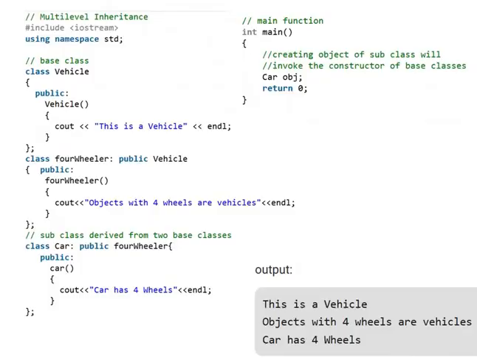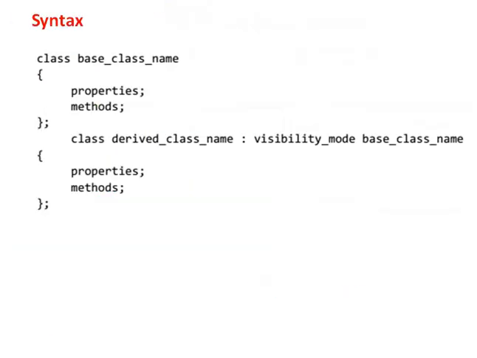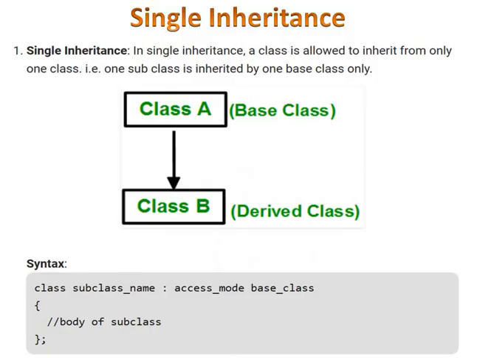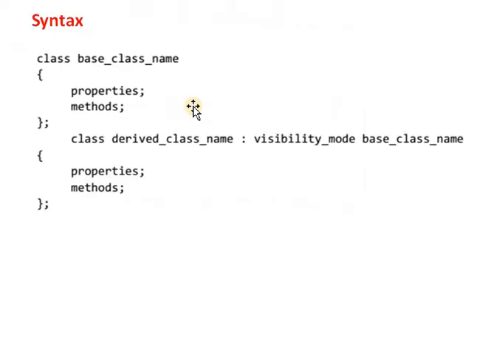We were seeing the different types of inheritance. First, we were seeing single inheritance. In a single inheritance, there is one base class and one derived class. That means a class is derived from a single base class. This is a single inheritance.